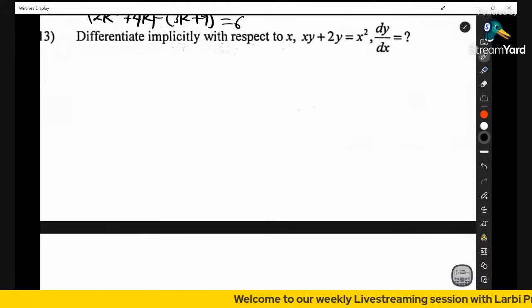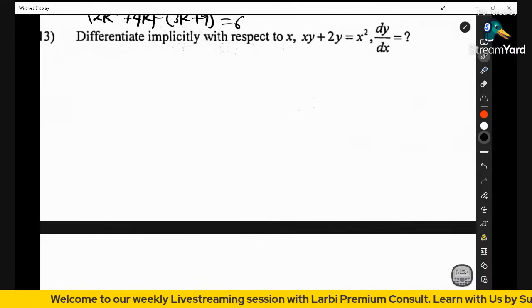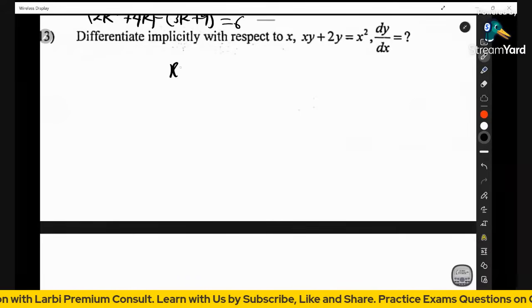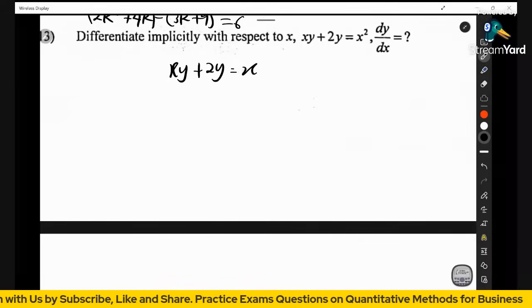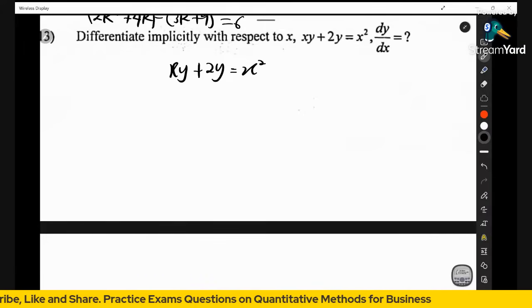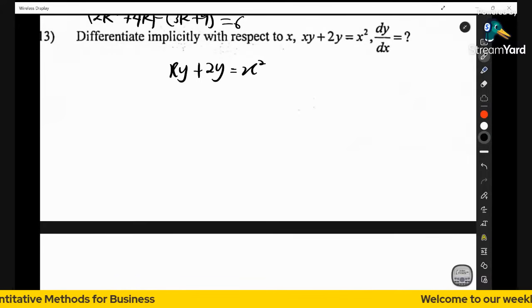Differentiate implicitly with respect to x. You have xy plus 2y to be equal to x squared. So how do you differentiate this? This is the function xy plus 2y is equal to x squared. Implicit functions have to do with two or more variables being combined by multiplication.